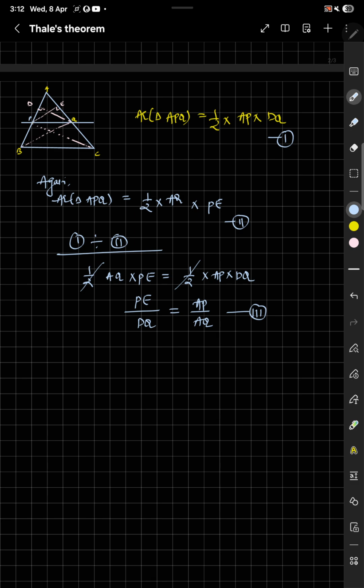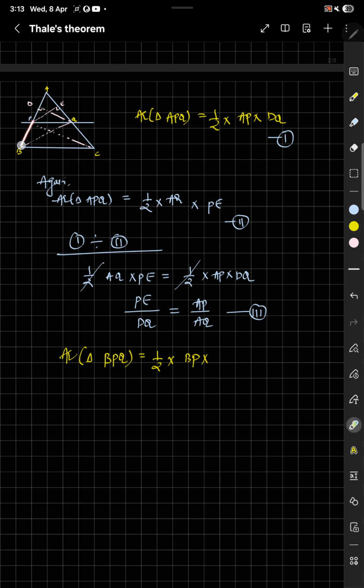Now what we have to do is look at this triangle and at this triangle. We have to find its area again. Okay, so let's find this one. Area of triangle BPQ. What is its area? So area of triangle BPQ is 1 by 2 into base BP and height you can see here.